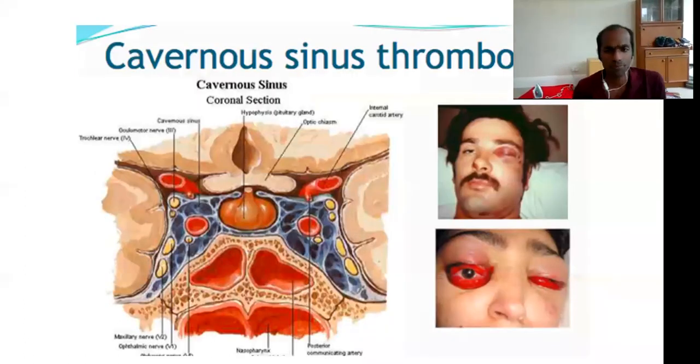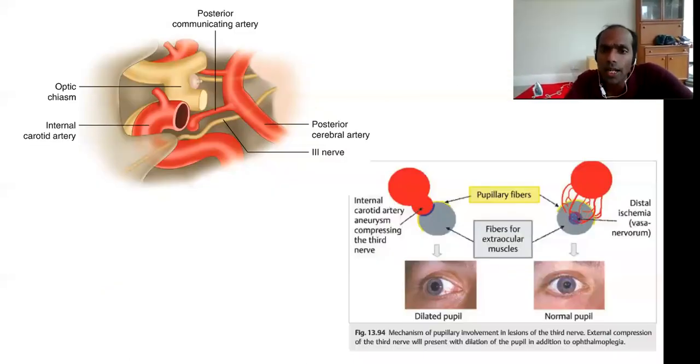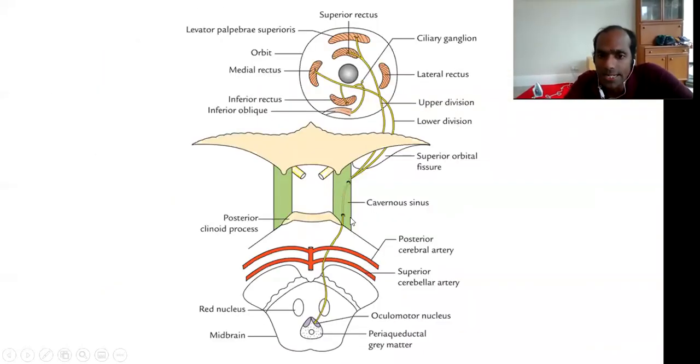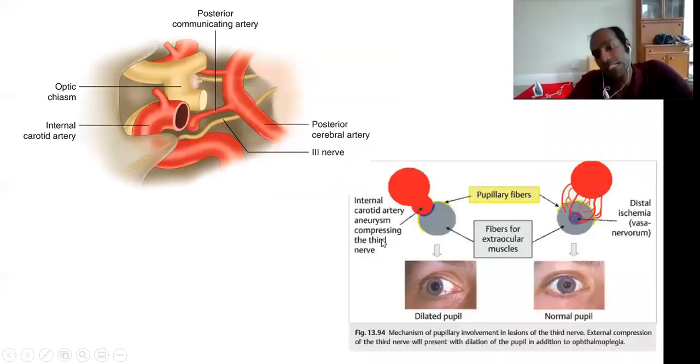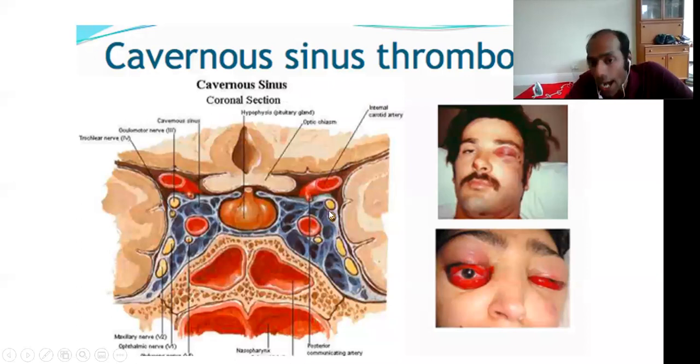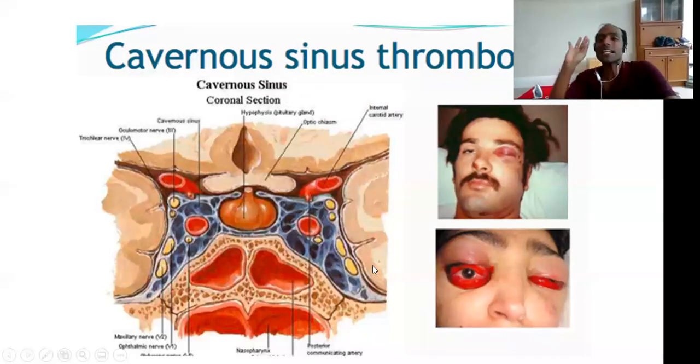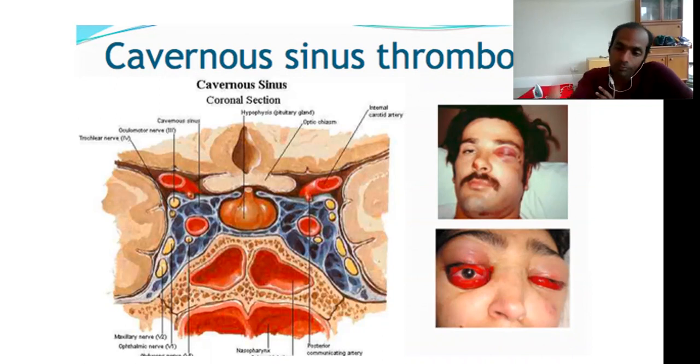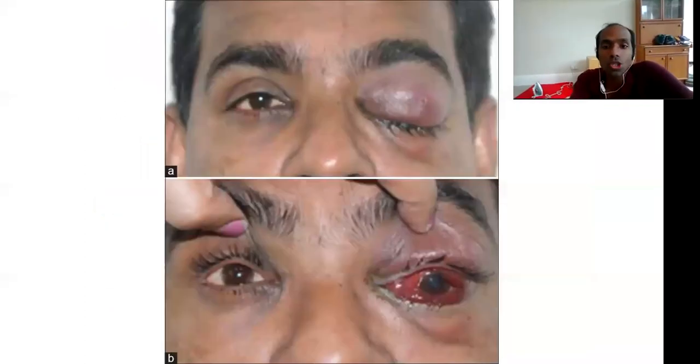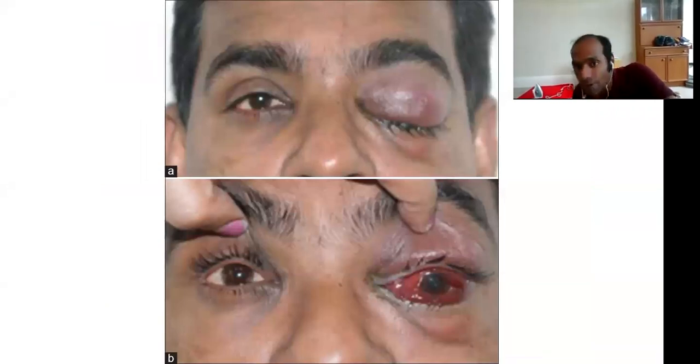Then the third nerve travels into the cavernous sinus. You can see this area there, which is the cavernous sinus. In the cavernous sinus, 3, 4, 6, and the first and second divisions of the trigeminal nerve travel in close proximity. So, what will you get if there is a lesion in the cavernous sinus?